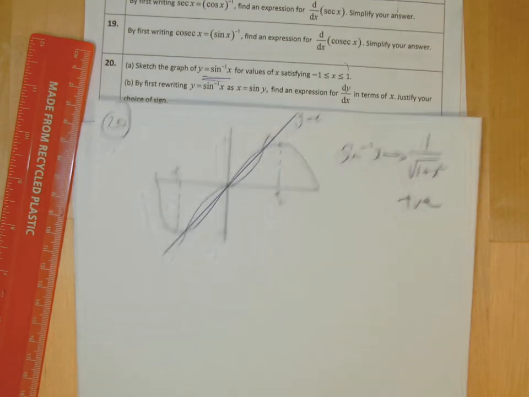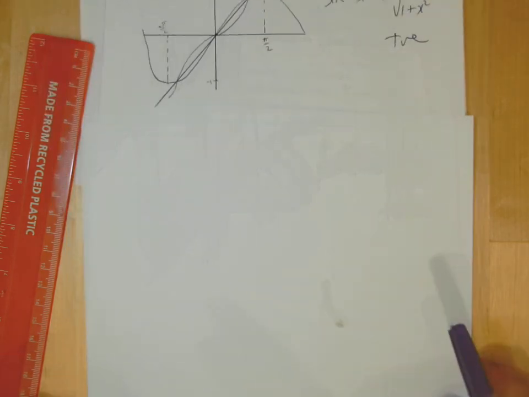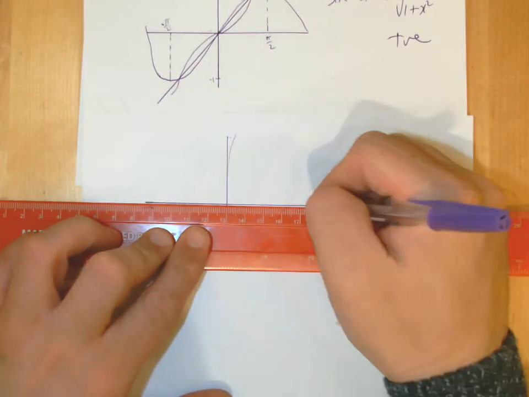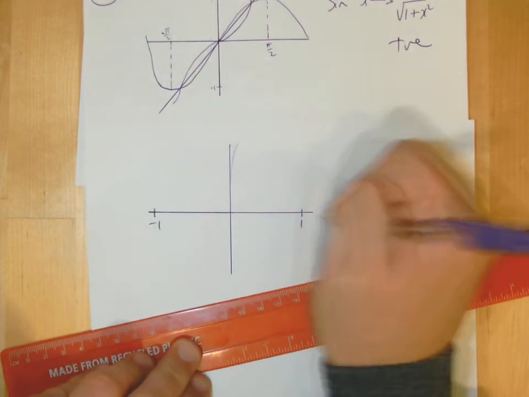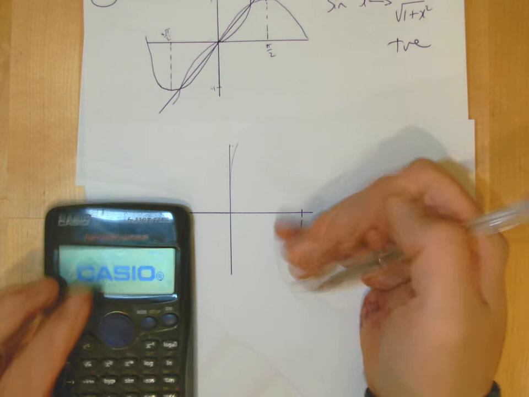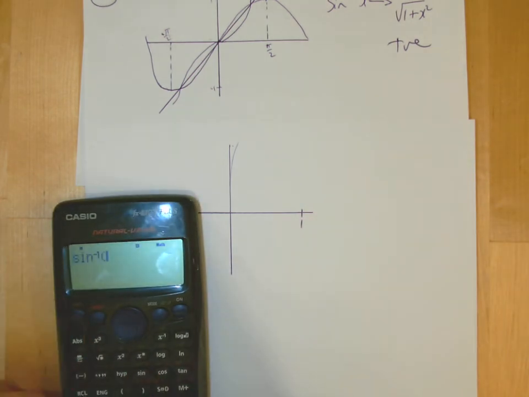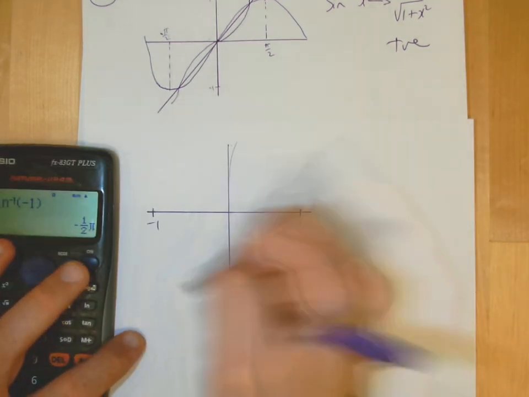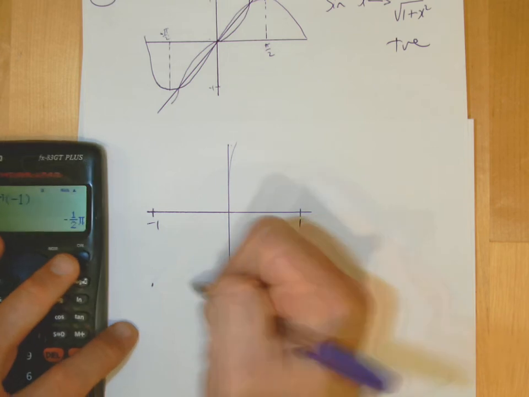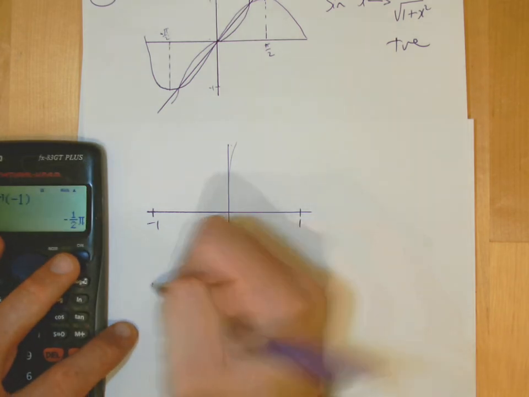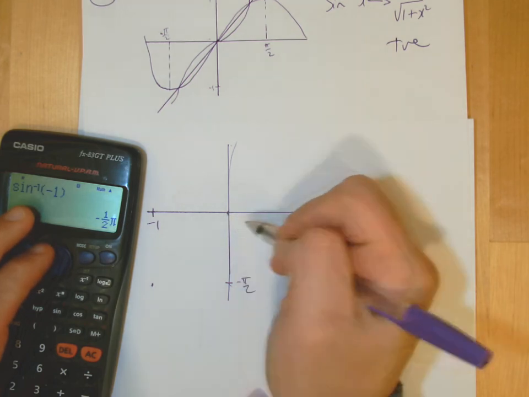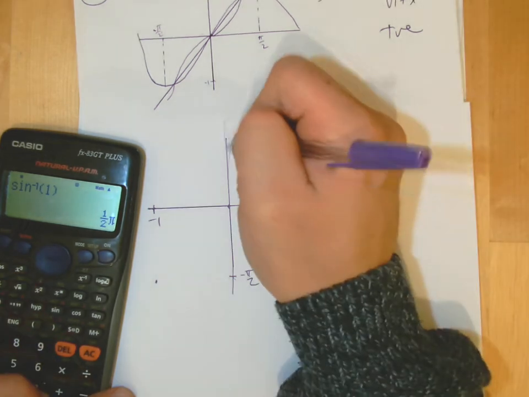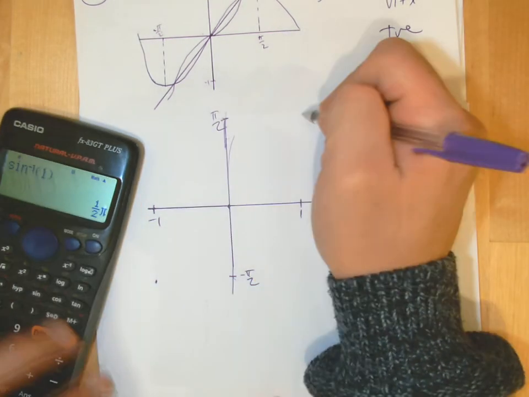And when it comes to drawing it, the way I always do it is like this. I always put the values in, minus 1 to 1, minus 1 there, 1 here, and I get my calculator and type in sine to the minus 1 of minus 1, and I get out minus pi over 2, so I end up down here at minus pi over 2. There's a point there. If you put 0 in, it comes out as 0, and if you put in positive 1, the other end of the range, it comes out as pi over 2. So it's up here somewhere. So there's your graph.